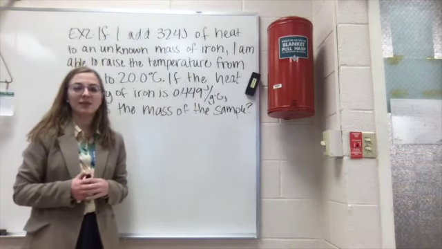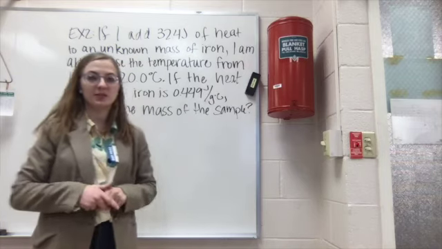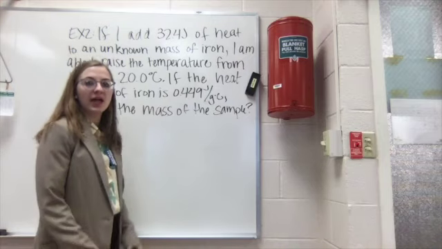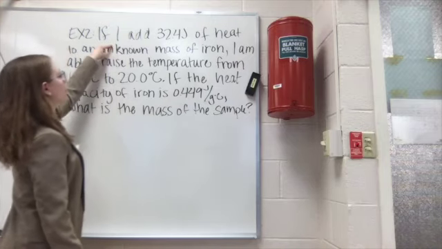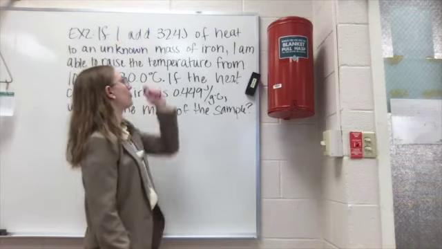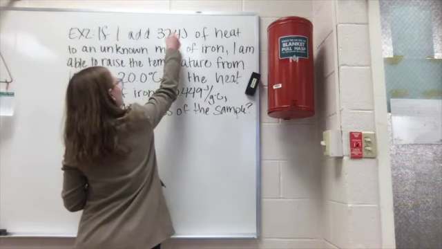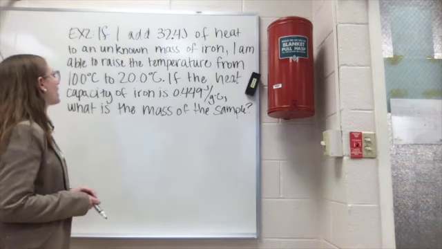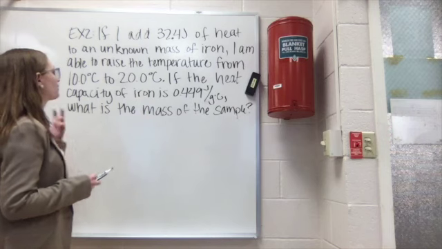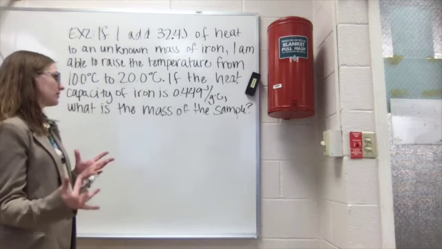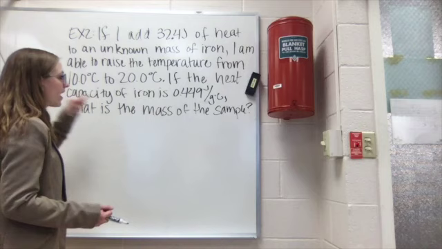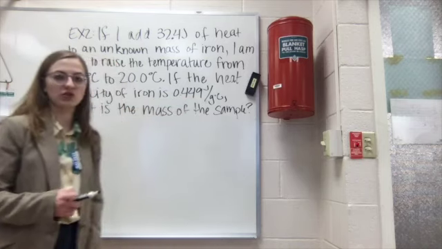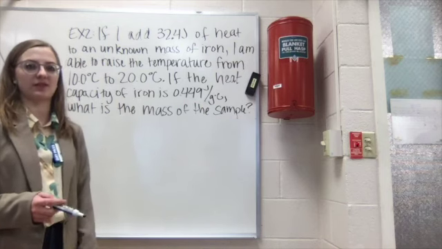Okay, so one last example here. We're going to work through another problem having to do with specific heat capacity, and then I'll leave it to you. This problem says, if I add 32.4 joules of heat to an unknown mass of iron, I am able to raise the temperature of that iron from 10 degrees Celsius to 20 degrees Celsius. If the heat capacity of iron is 0.4429 joules per gram degrees Celsius, what's the mass of the sample in the end?